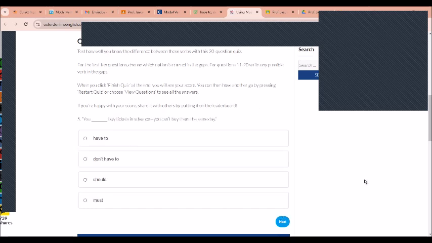You have to buy tickets in advance. You can't buy them the same day. Good. Right. The obligation is coming not from you, but from Ticketmaster or from the ticket booth at the movie theater. All right. Miguel.